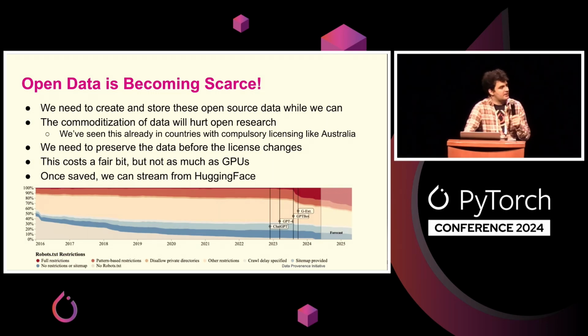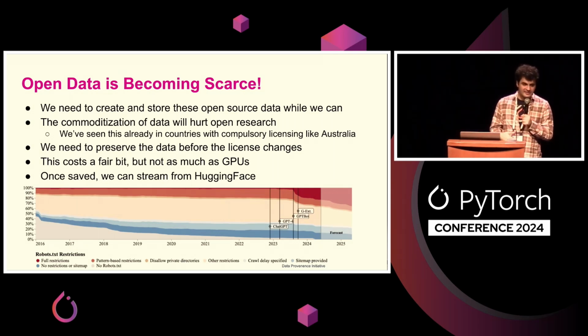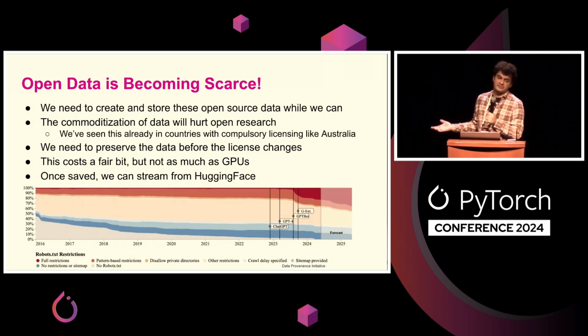This is a great graph from Shayne Longpre's work on the Data Provenance Initiative, and basically it shows that, as you look over time, people didn't really care about blocking robots.txt and Common Crawl on their websites. Then suddenly, after GPT-4 and ChatGPT came out, people really started to block all content quite aggressively, and this made it harder for researchers to do their job.